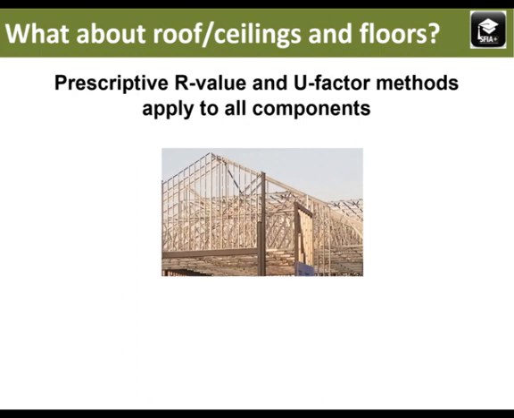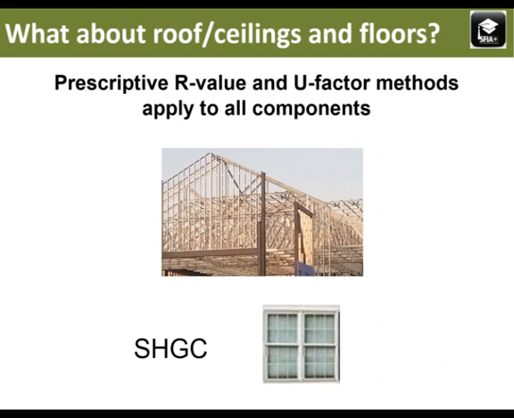One difference is that the process for windows requires a unit to meet both a maximum U factor and a maximum solar heat gain coefficient, often just called the SHGC. It's not typically important to the framing system when using the U-factor or R-value prescriptive paths, but SHGC comes into play when looking at trade-offs in the envelope, or with the whole building performance compliance paths.